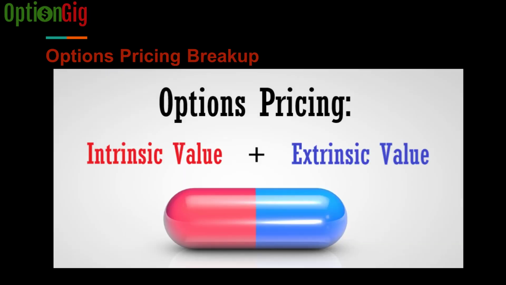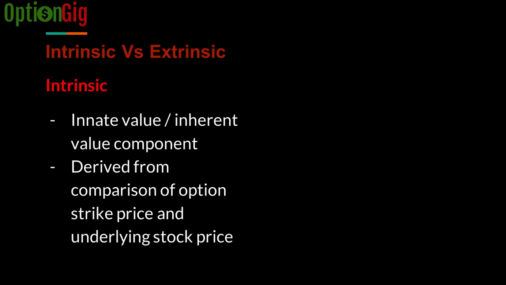Okay, option pricing can be broken down into two parts. One is intrinsic value and the other is called extrinsic value. Like the name suggests, intrinsic means this is the innate or inherent value in the option. It is derived by comparing the strike price and the stock price. And don't worry, I'll give an example so that it becomes very clear to you.